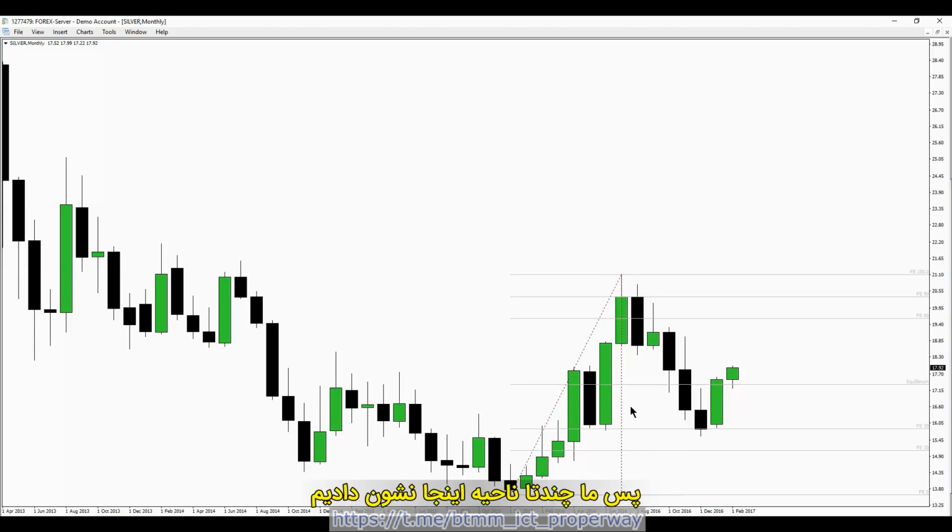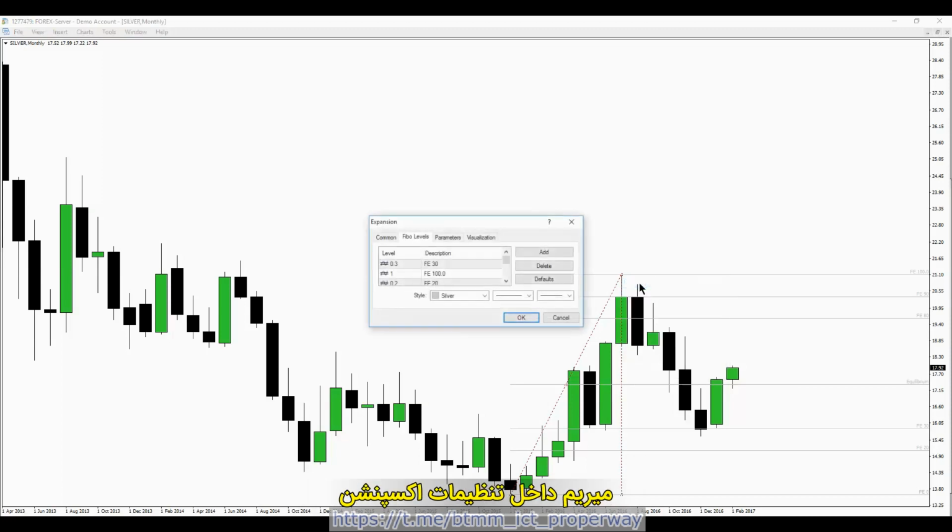Okay, so we have several levels in here indicated, and I'm going to show you what they look like. Go into the expansion properties, and this is how they are. You have the 0.3 Fibonacci extension 30, the 1 level, which is going to be the 100 level. Okay, you just double click on the area if you want to make any changes, change it to whatever you want to classify it. 0.20, 0.80, 0.90, 0, and then 0.5, which is equilibrium.